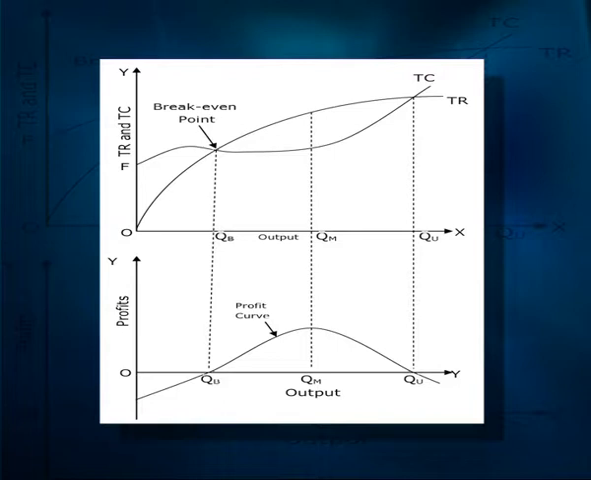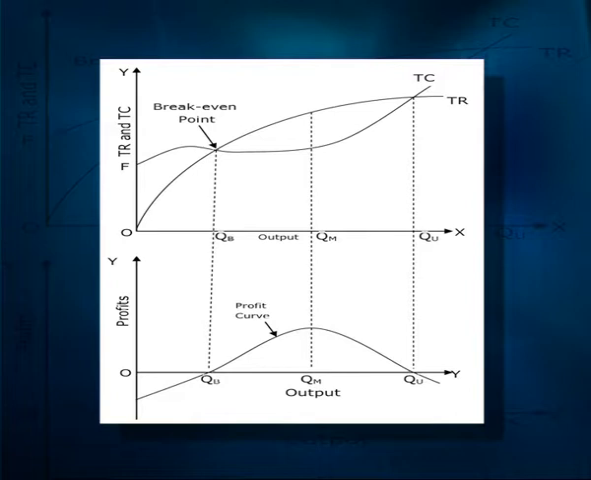It will be observed from image 1.3 that up to the level of OQB, the TC curve lies above the TR curve, showing that as a firm raises its output in the initial stages, total cost is greater than total revenue and the firm is incurring losses. When it produces OQB level of output, total revenue just equals total cost, and the firm is therefore neither making profits nor losses. That is, the firm is only breaking even at output level OQB.